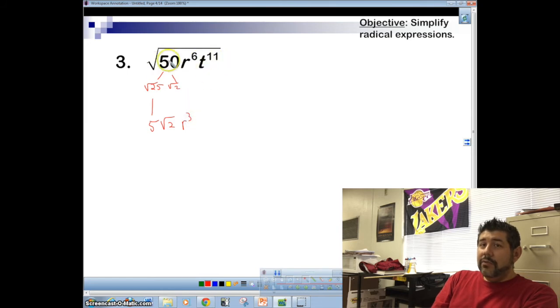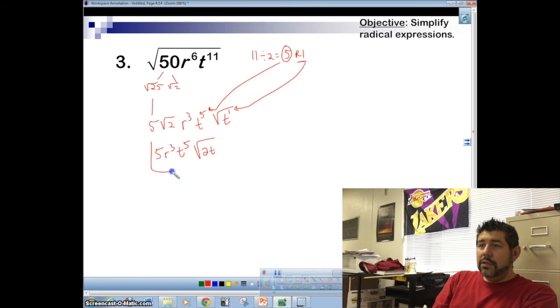We're going to do 11 divided by 2, and that is 5 with a remainder of 1. So t to the 5th, this is my power. And then I have 1 remainder, so that stays in there, t to the 1. Okay, you see that? So my answer is 5r cubed t to the 5th square root of 2t. All right, you got it?